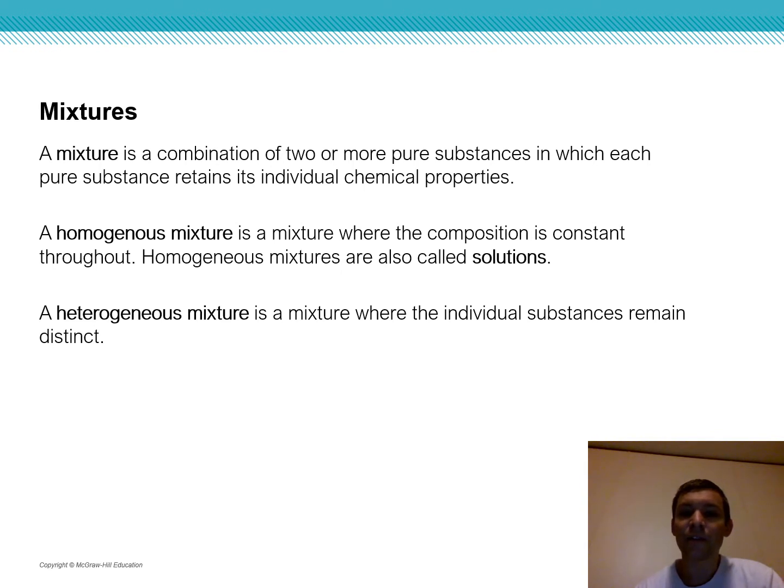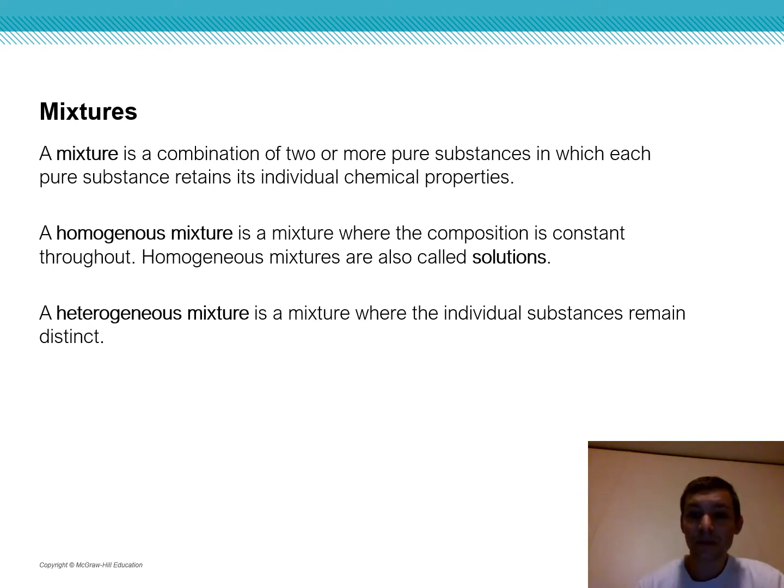It's a mixture where individual substances remain distinct from each other. So I like to say unevenly distributed. So you can think of things like salads and pizza, because it's got all these toppings and stuff, but those are easily picked out and distinguishable from the rest of it. It's not something dissolved in something.